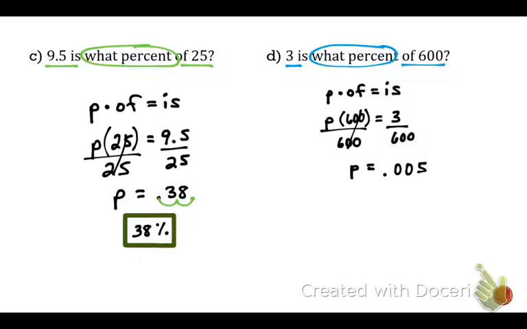So how do I change that decimal to a percent? Move the decimal 2 times to the right. Good job. And now what are you left with? 0.5%. 0.5 what? 0.5% is correct.